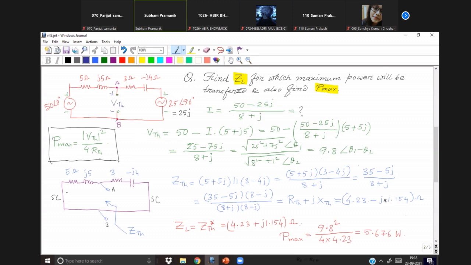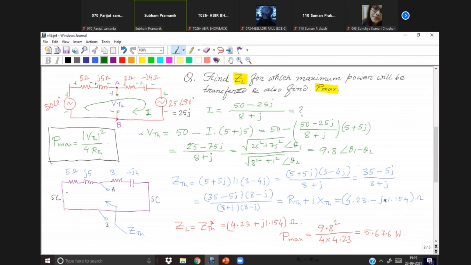So VTH is how much? You can observe that there is actually a current in this single loop. Even in this single loop there is a flow of current like this. Say this current is capital I. If that current flows, it will develop a potential drop like this, plus minus, and similarly plus minus like this.